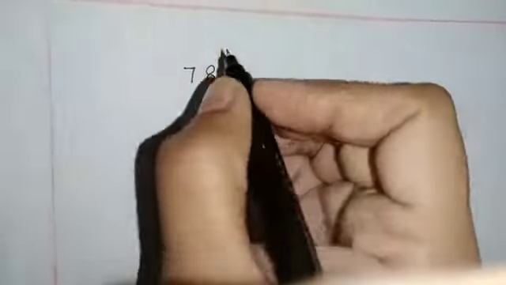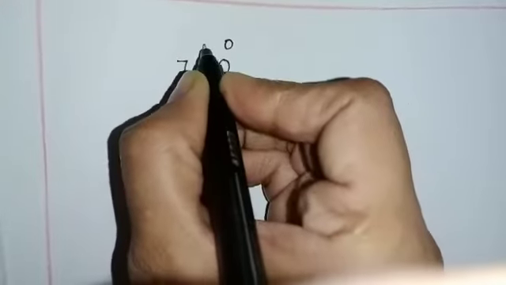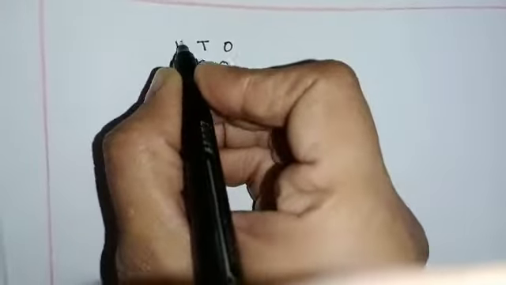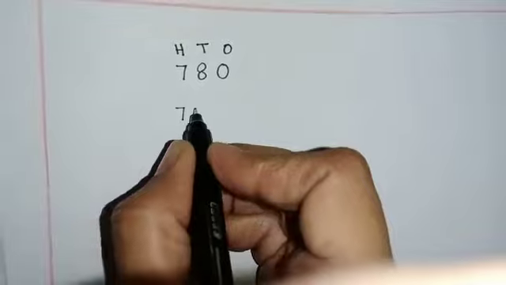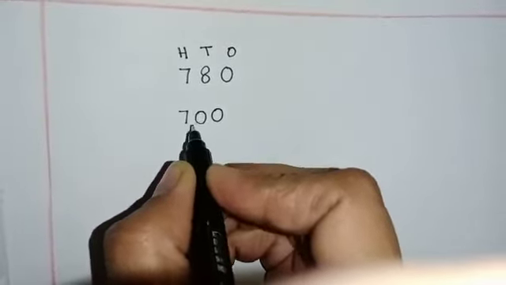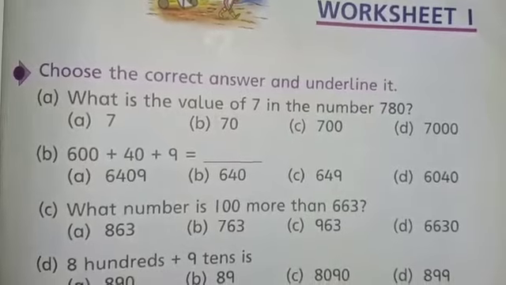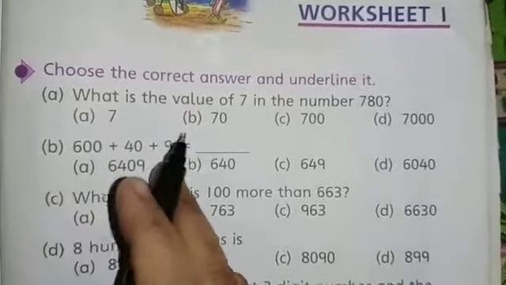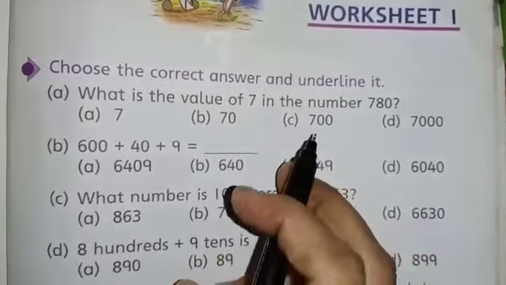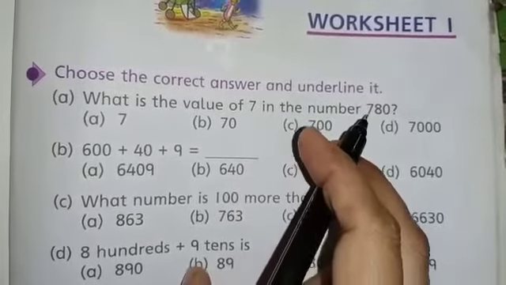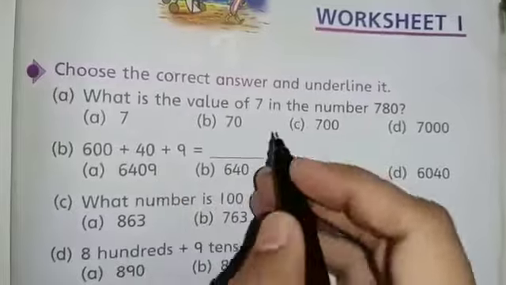Students, look at this number, it's 780. We write place value, and as you know we always start from the right side. It is ones, tens, and hundreds. So it means 700. Place value of 7 is 700. Options are A 7, B 70, C 700, D 7000. So what is the correct answer? It's 700. Place value of 7 in 780 is 700.